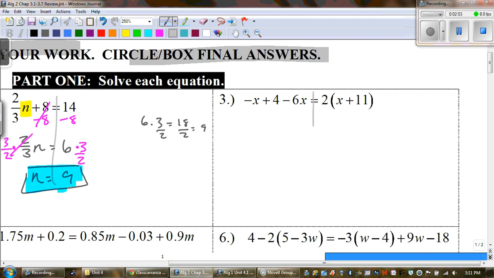Okay, each step we're moving a little bit harder. Now, let's take a look at the left side before we start combining or solving and moving things. Can we combine anything? And the answer is yes. Negative x minus 6x is negative 7x plus 4. Okay? Now, on the right side, we have to distribute. And when you distribute that 2, we get 2x plus 22.